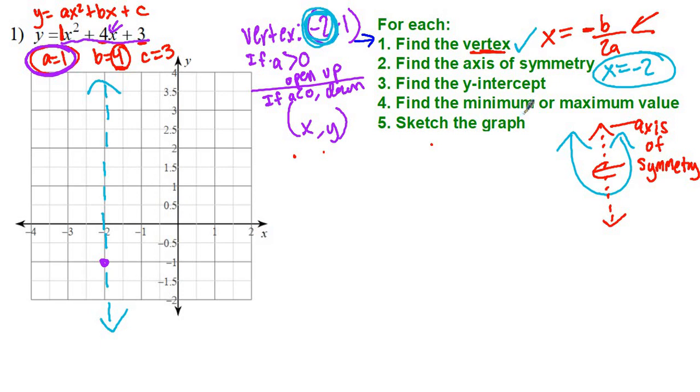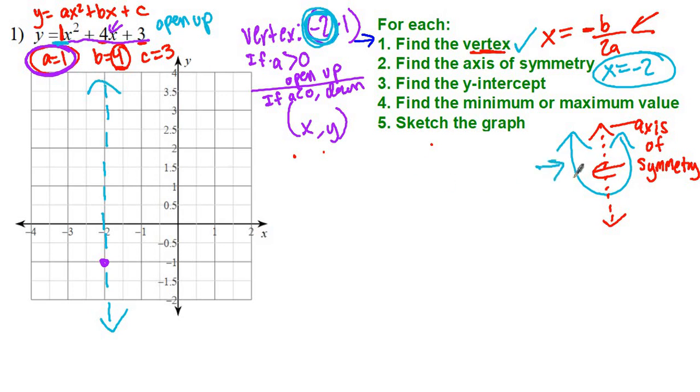The max or min value always occurs at the vertex. We know that this parabola right here is going to open up. And just to emphasize, how do we know that? Because this a value right here is positive. That's a 1, and 1 is a positive number. We know it opens up.